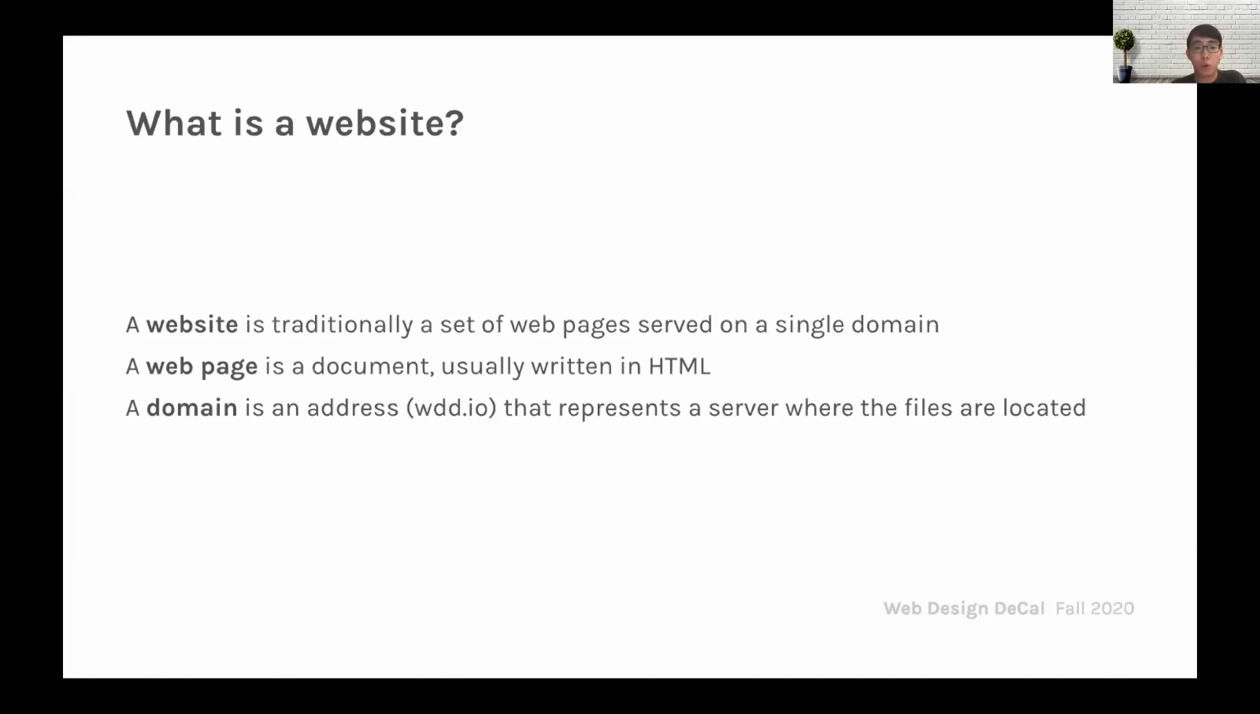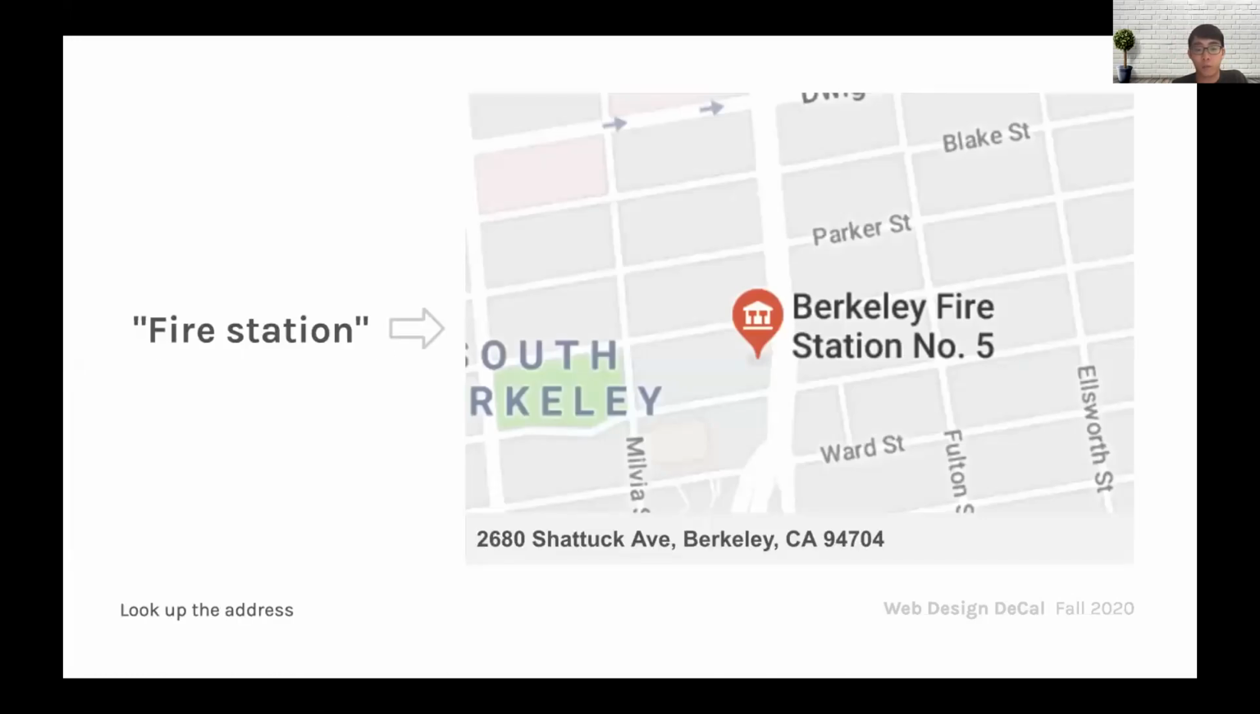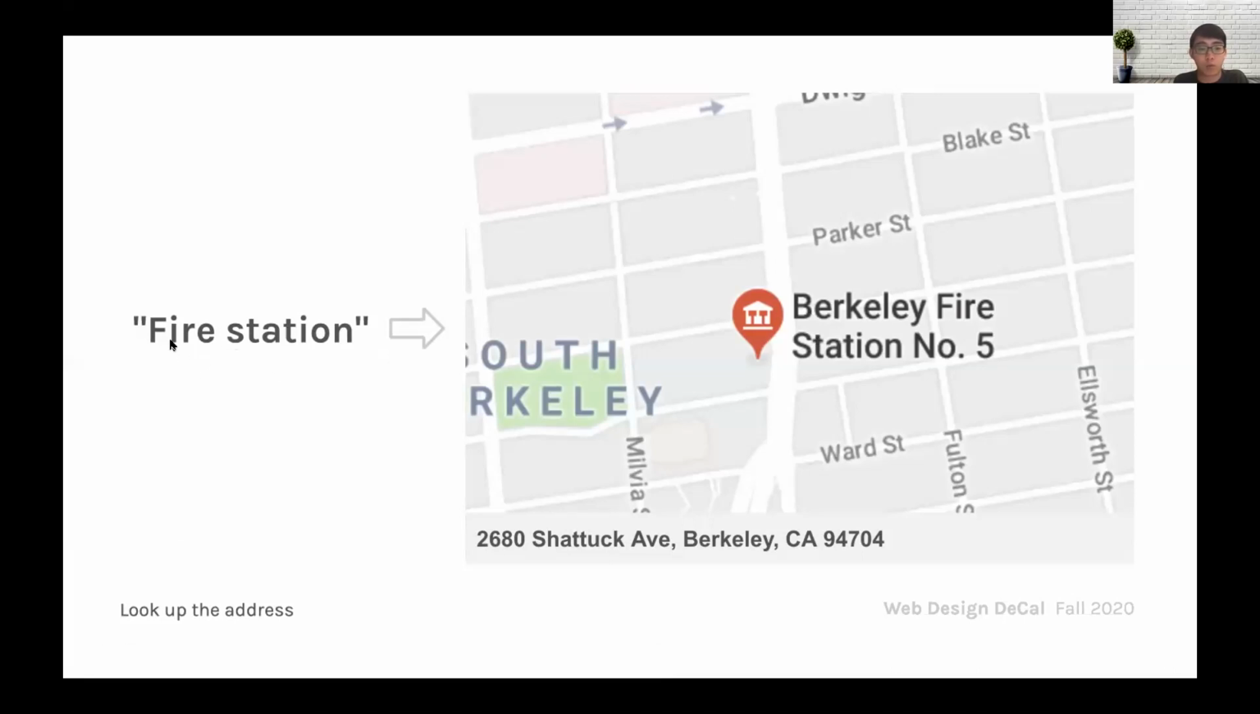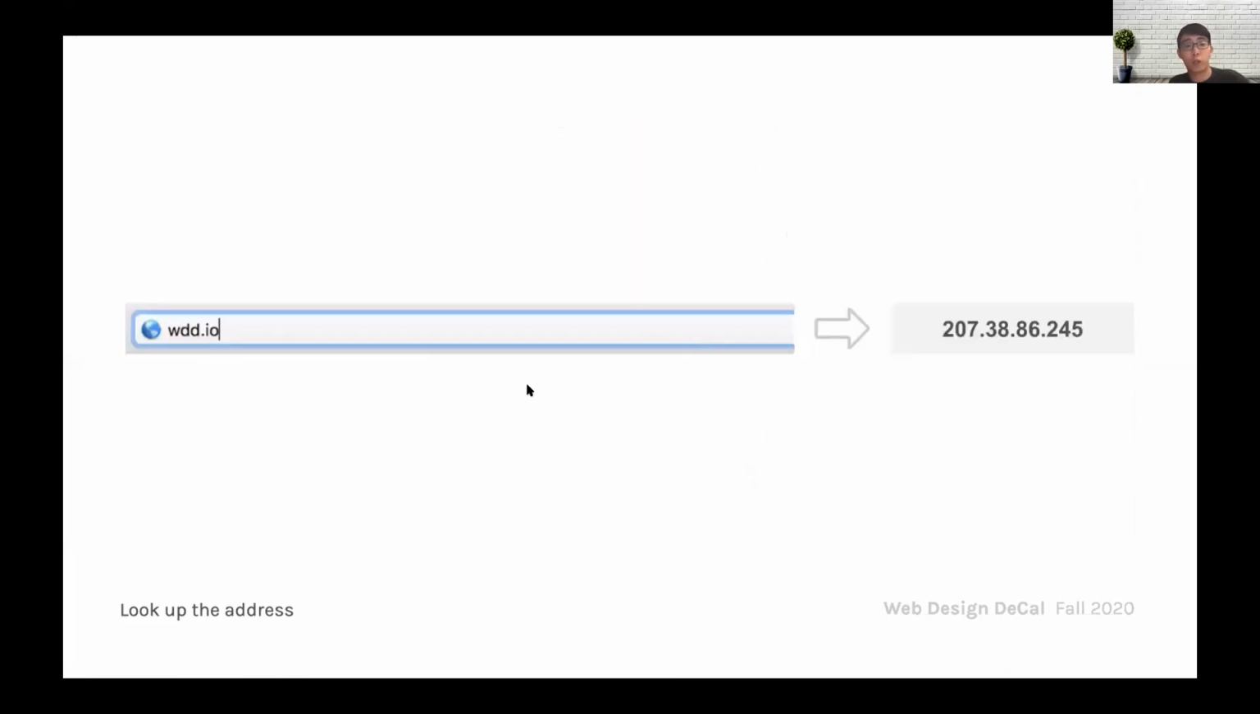Now, when you go to a website, you probably type in a domain, for example, wdd.io, which represents where the files are located. So what does this mean? Well, when we take a look at the fire station in Berkeley, we just call it the fire station. But really what we're doing when we say this word fire station is we're looking up the address, which is 2680 Shattuck. In a similar way, we also do that when we're looking up the address to go to a web page. So wdd.io will send a request to a DNS server, which resolves into this big long line of numbers.